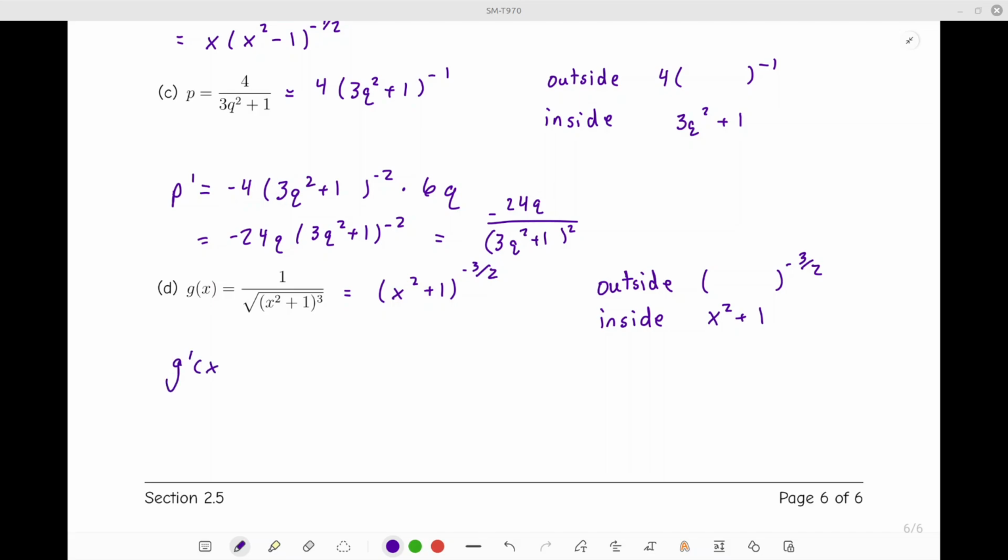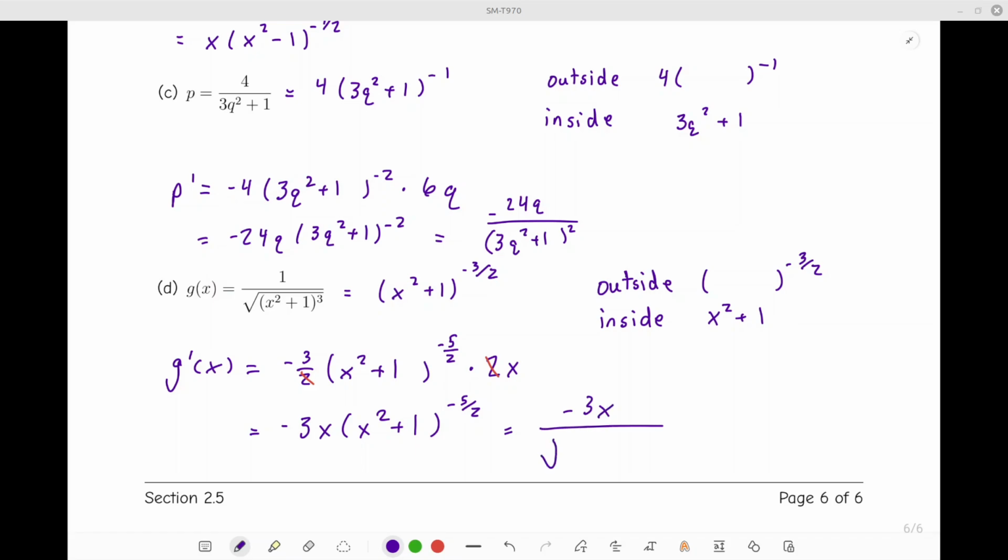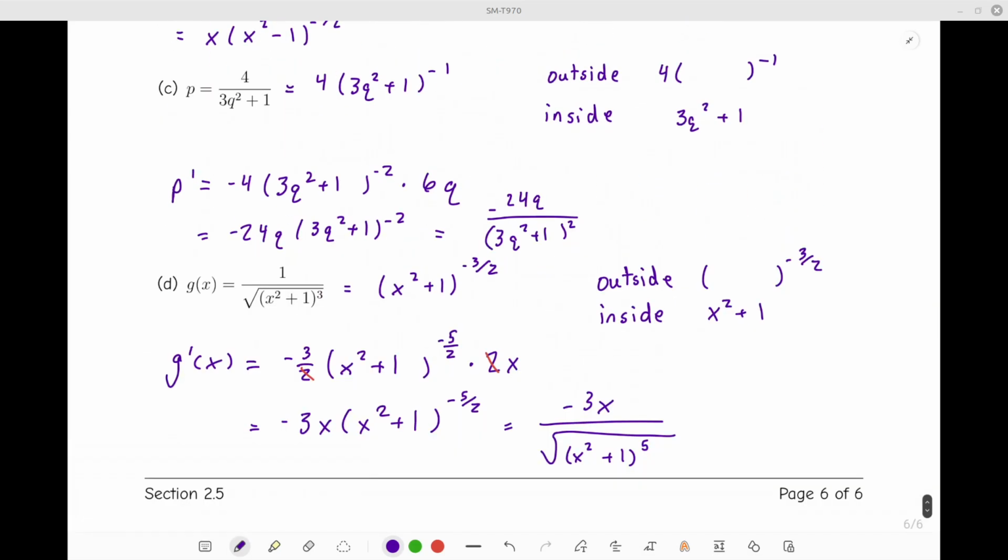So then g prime of x is negative 3/2, and then blank to the negative 5/2, because negative 3/2 minus 1, times 2x. And then x squared plus 1 goes back in the inside. Well, this 2 will cancel out that 2, and we're left with negative 3x, x squared plus 1 to the negative 5/2 power. Again, if you wanted to look like the original function, you could rewrite it. And that is it for section 2.5.